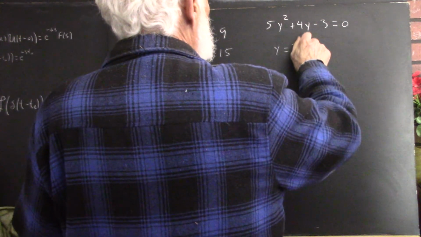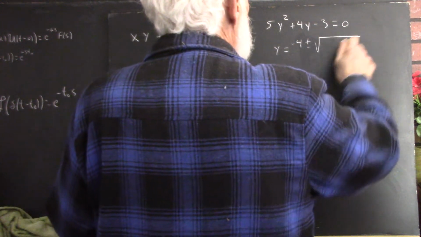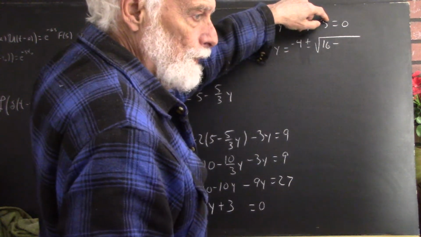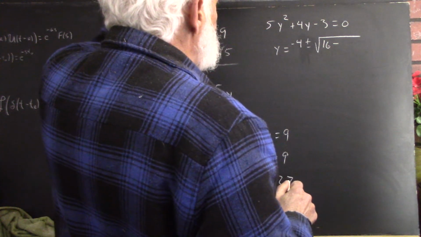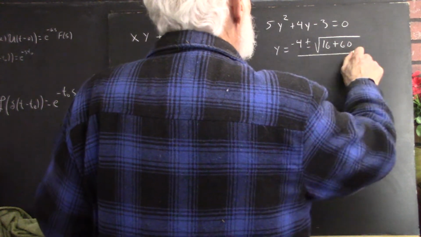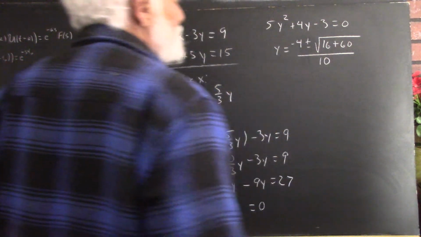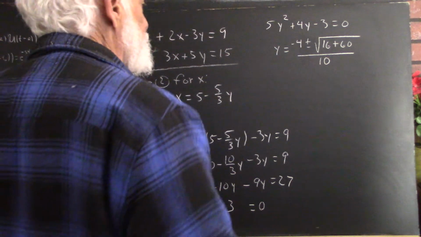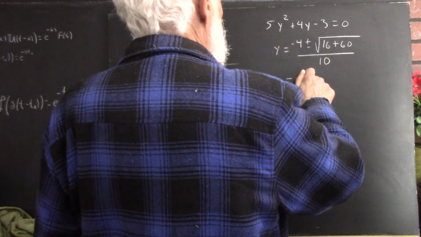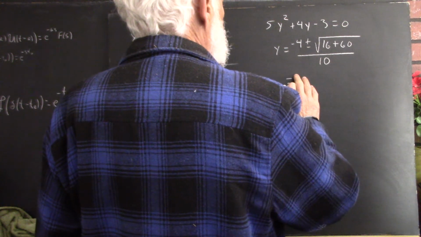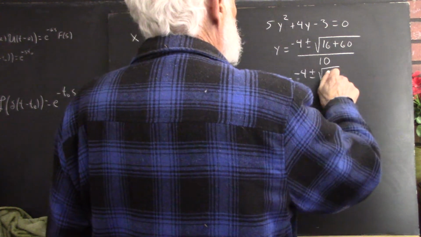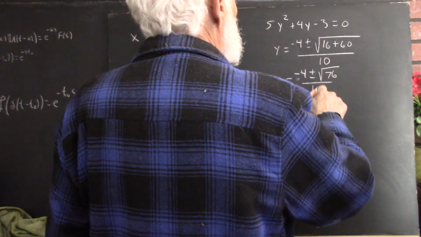Negative 4 plus or minus the square root of 16, now minus 4 times 5 times 3. That's minus 20 times negative 3, which is plus 60, all divided by 10. Which equals, well, we'll do negative 4 plus or minus the square root of 76 over 10.